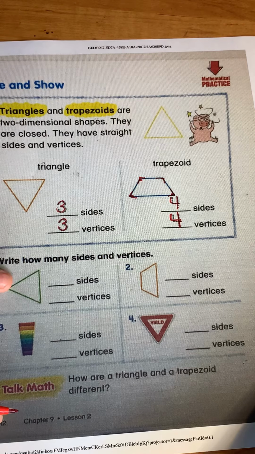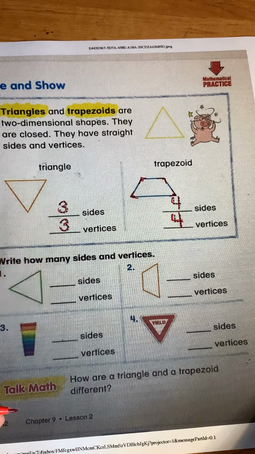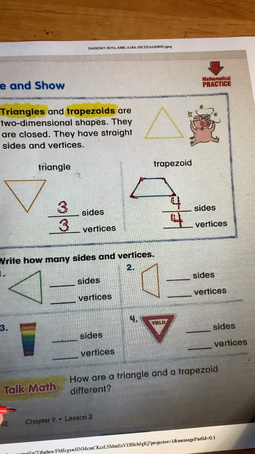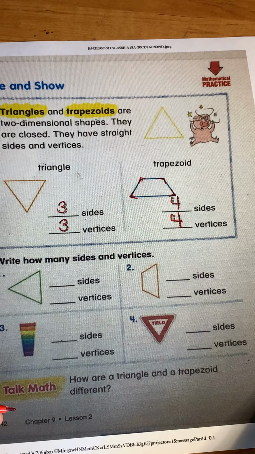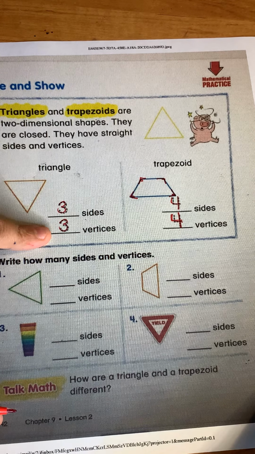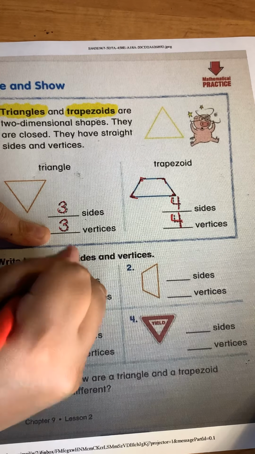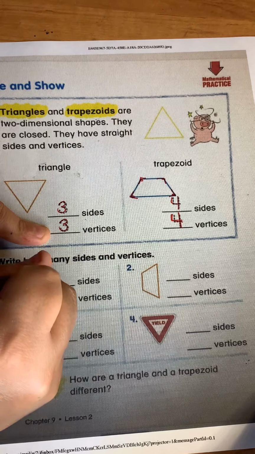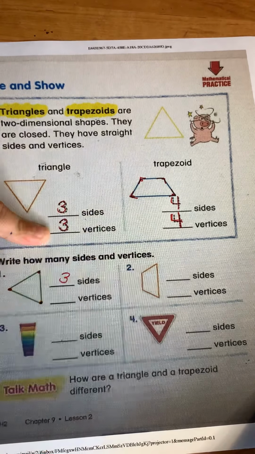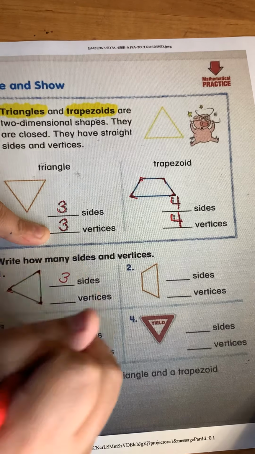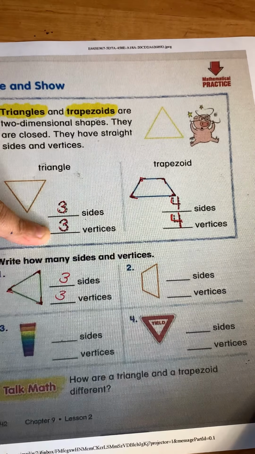vertices. So let's look at this first shape. This shape looks like a triangle, but let's be sure that it is a triangle, and in order to find out that it is a triangle, we need to figure out how many sides it has. Remember, a triangle always has 3 sides and 3 vertices. So let's see if this is a triangle. 1, 2, 3. 3 sides, and it has 1, 2, 3 vertices.